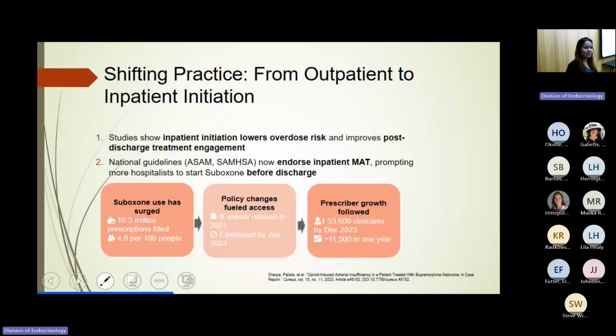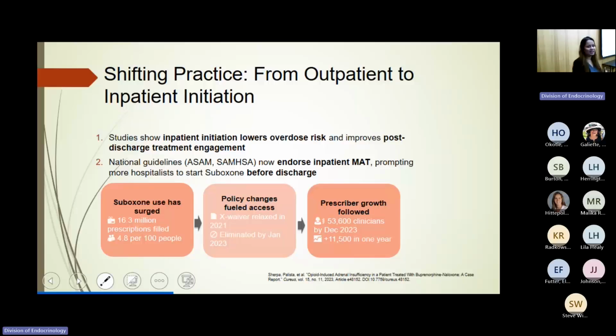And then we saw with the passing years from that to now, the shifting practice from outpatient to inpatient initiation. Studies show that inpatient initiation of Suboxone lowers the overdose risk and improves post-discharge treatment adherence. National guidelines for addiction medicine like ASAM and SAMHSA, that's also the Addiction Medicine Society, now endorse inpatient MAT initiation in patients who are admitted with overdose.